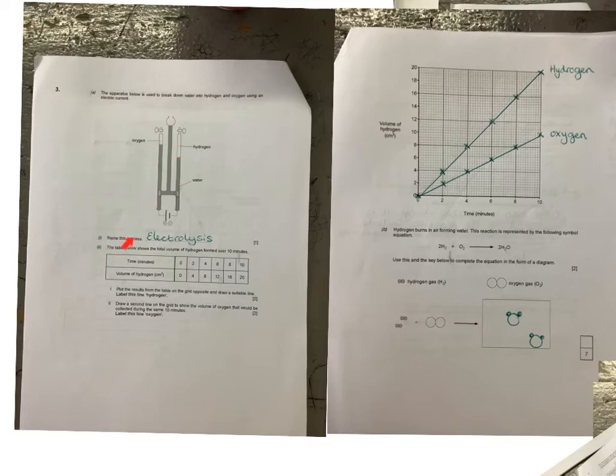So name this process: electrolysis. The table below shows the volume of hydrogen formed over 10 minutes. Plot the results from the table on the grid opposite and draw a suitable line. Label this line hydrogen. Okay, so nice and easy, just plotting results they give you on the axes.